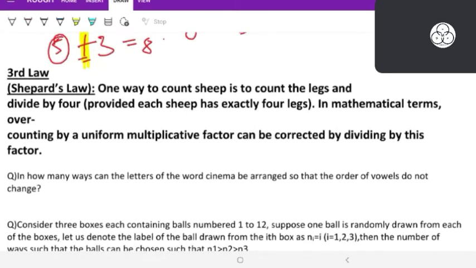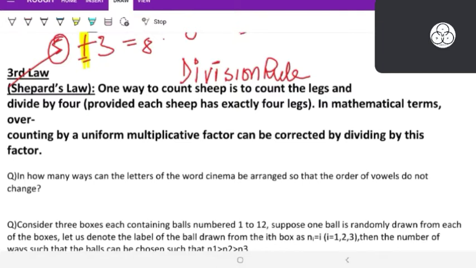This is called Shepherd's law. Why is this called Shepherd's law? Actually, in easy language, I would say that this is the division principle, the division rule. But there's a fancy name to this, known as Shepherd's law. Now let's see the philosophy behind this.